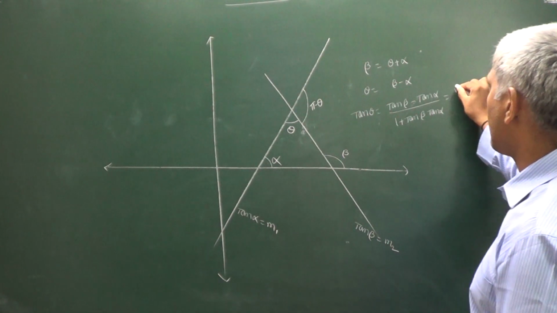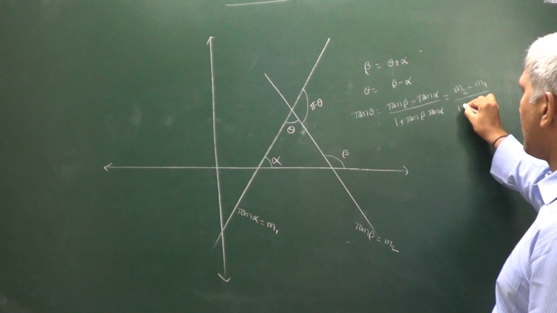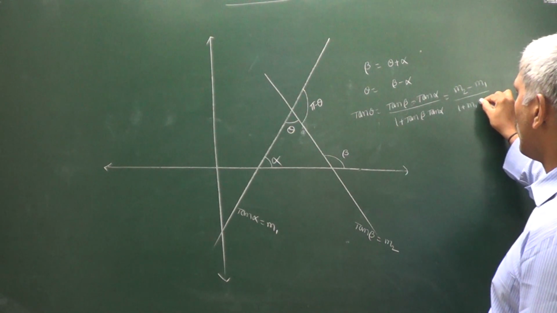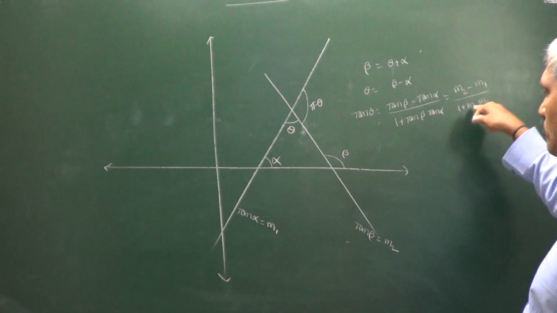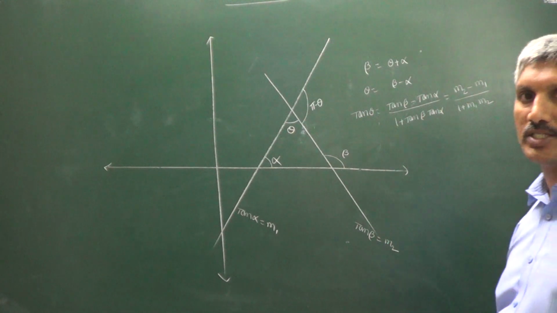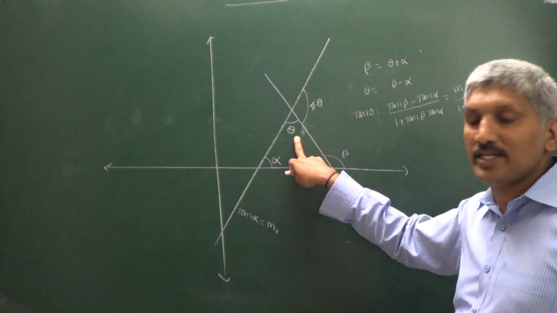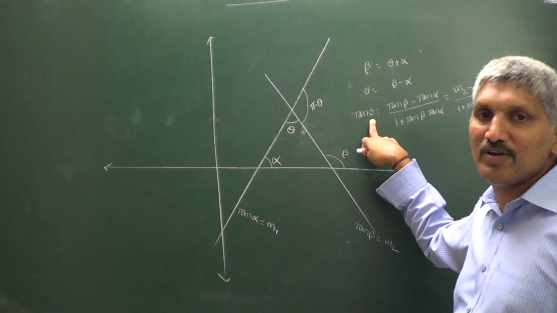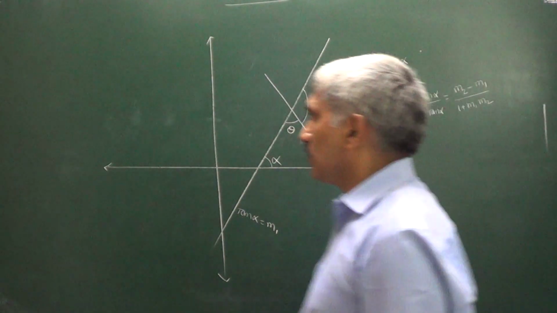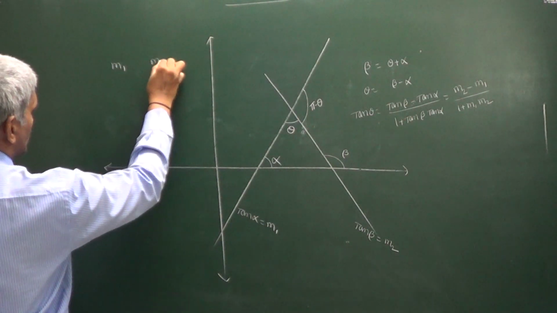In place of tan beta I can write m2 minus m1 divided by 1 plus m1 into m2. Now tan theta is equal to m2 minus m1 by 1 plus m1 m2. As I told, theta is the angle between the two lines, then 180 minus theta is also the angle between the two lines.